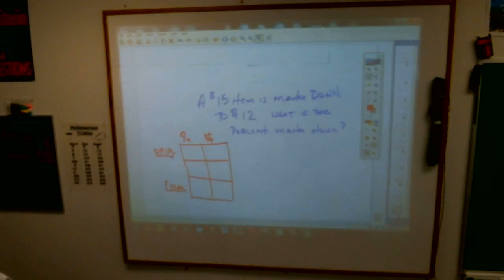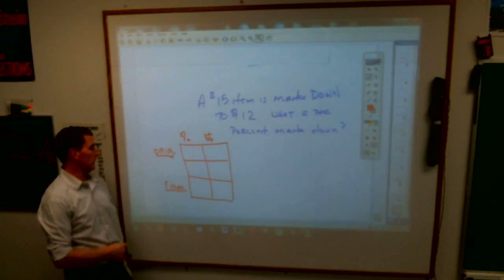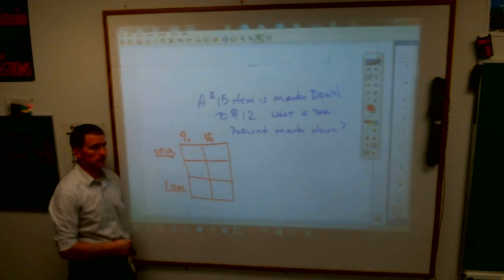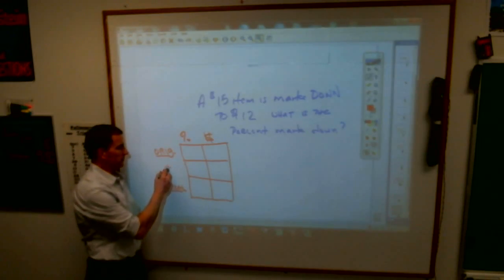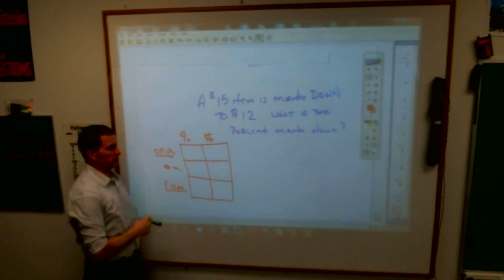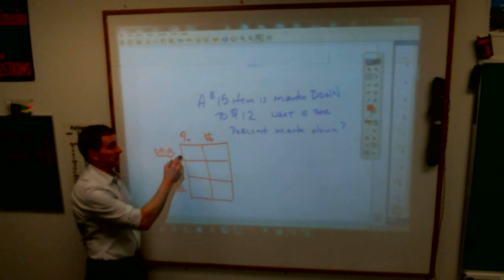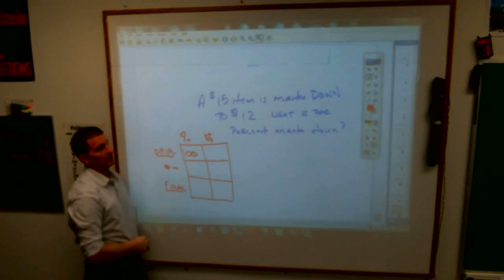Based on the way people are staring up here, maybe you got it. First thing you have to ask yourself when you draw this box is, is it a markup or markdown? It is markdown, which means it should be going down. What do I know about the percents? The only thing you know is that the original is always 100. You don't know any of the other percents there.